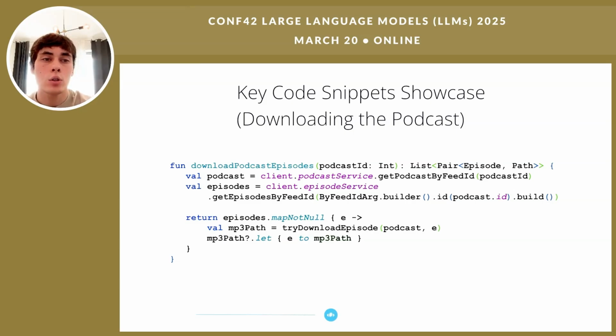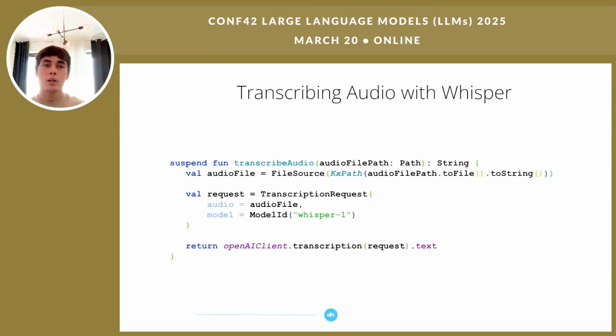And here I will show some of the key code snippets that we have. This is one of the first parts, which is downloading podcast episodes. We have a podcast ID for the podcast that we want to download. Here we take this podcast, download all the episodes for it, and later we download all the MP3 files for this podcast. Another part is transcribing audio with Whisper, which is pretty simple.